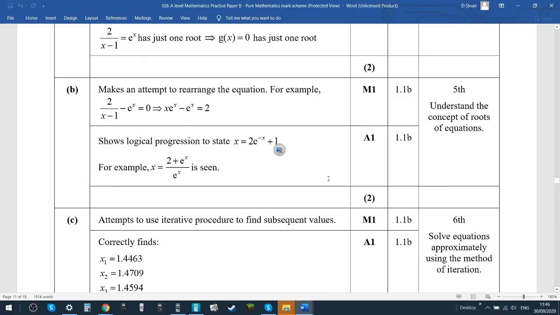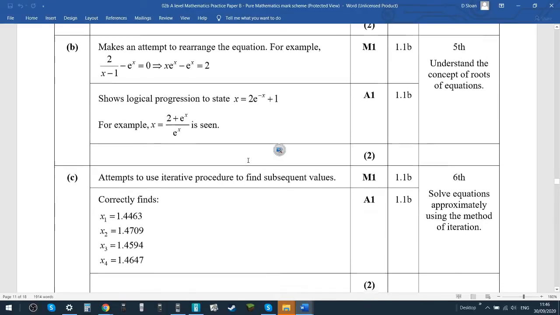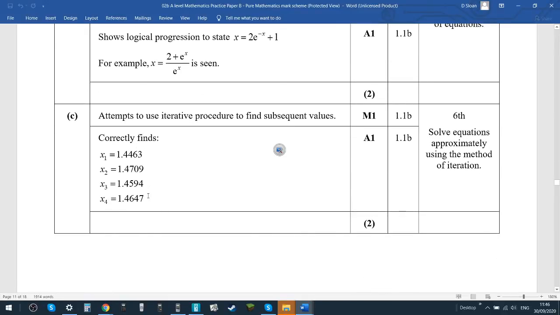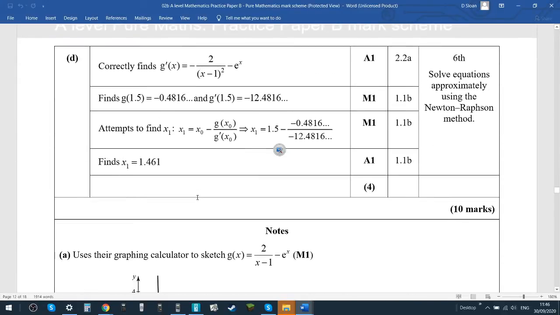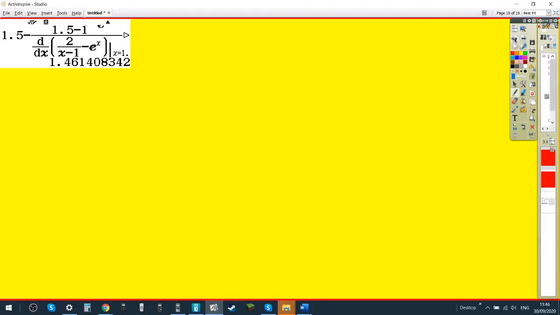One root makes an attempt to rearrange the formula. So you make x the subject. Yeah. Those were our x values. And then the last one is 1.461. Yes, as I suspected, there's no extra marks even on this mark scheme for finding. Oh no, there's an accuracy mark, no method mark. Okay, well you were able to do it.